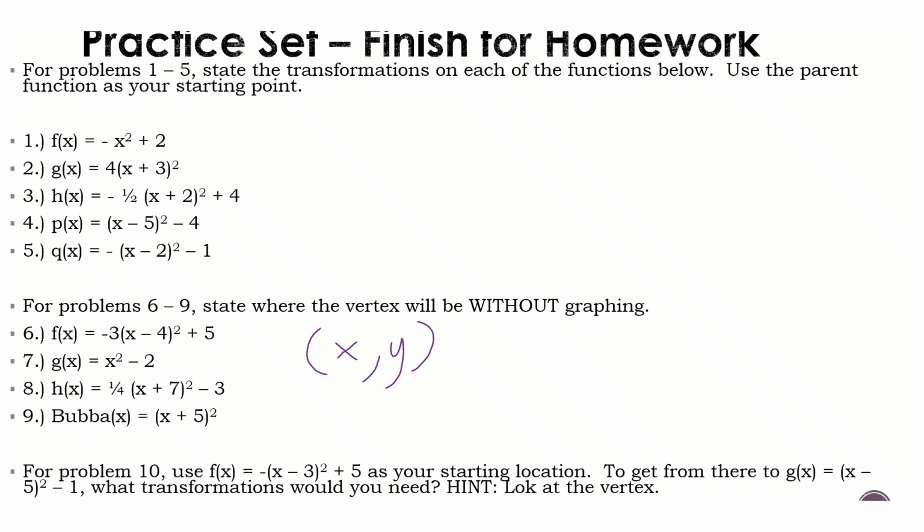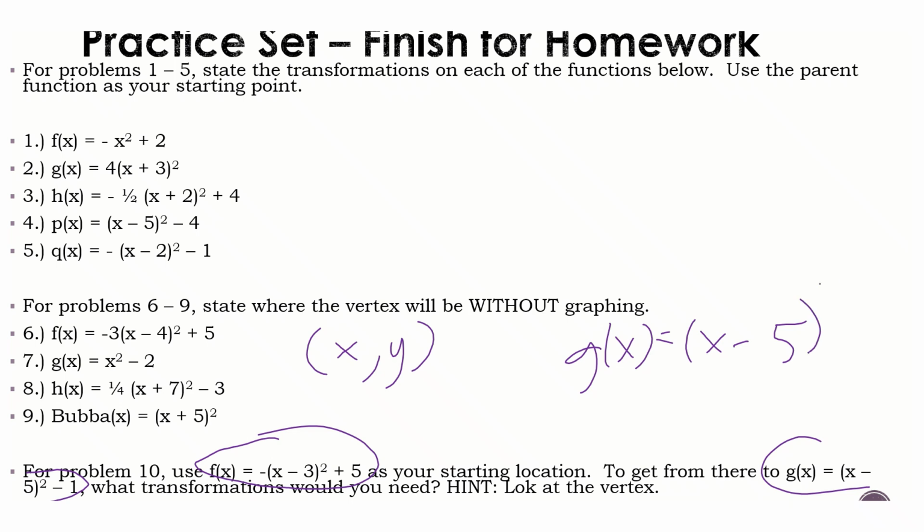And then for problem 10, oh, I love how that skipped lines there. For problem 10, this is your challenge problem. You may not leave it blank. You're going to use f of x equals this right here as a starting location. So what I would do is go onto Desmos and graph that and see where it is. Now, to get from there to, and I'm sorry about that, that should be g of x is equal to (x minus 5) all squared minus 1.